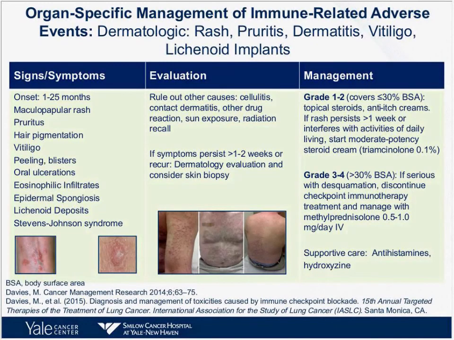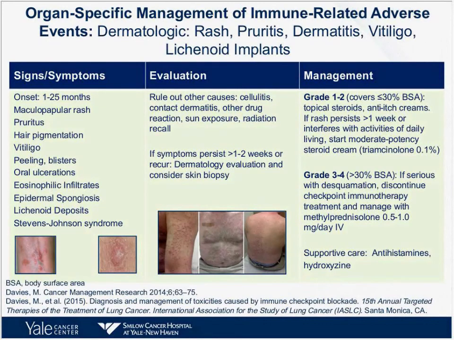The key for any of these rashes or new dermatitis-type flares is to rule out other causes. Is there a cellulitis? Is there contact dermatitis? Has there been any other drug exposure that may have triggered a reaction? Has the patient been in the sun? So is there a sun radiation recall or activation? Typically, for evaluation, if symptoms persist for more than 1 to 2 weeks or recur, dermatologic evaluation is going to be recommended, and patients may also require a skin biopsy.